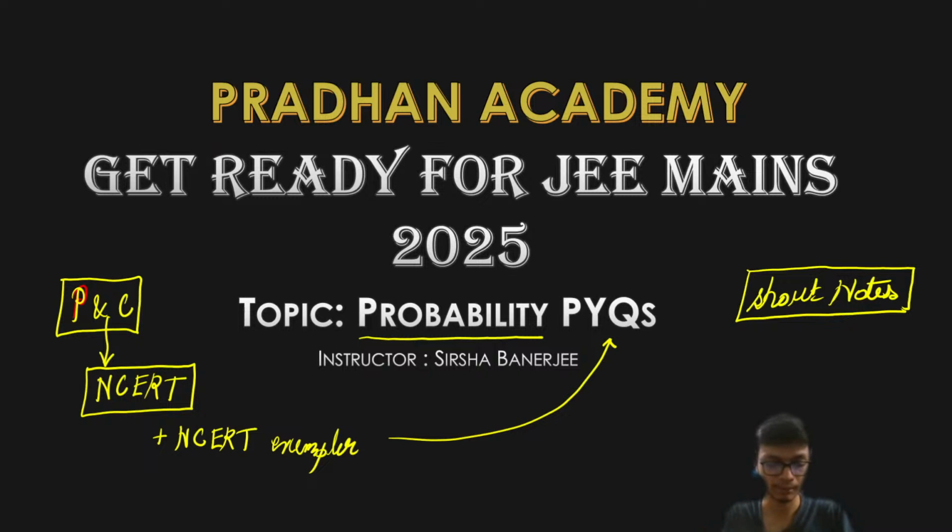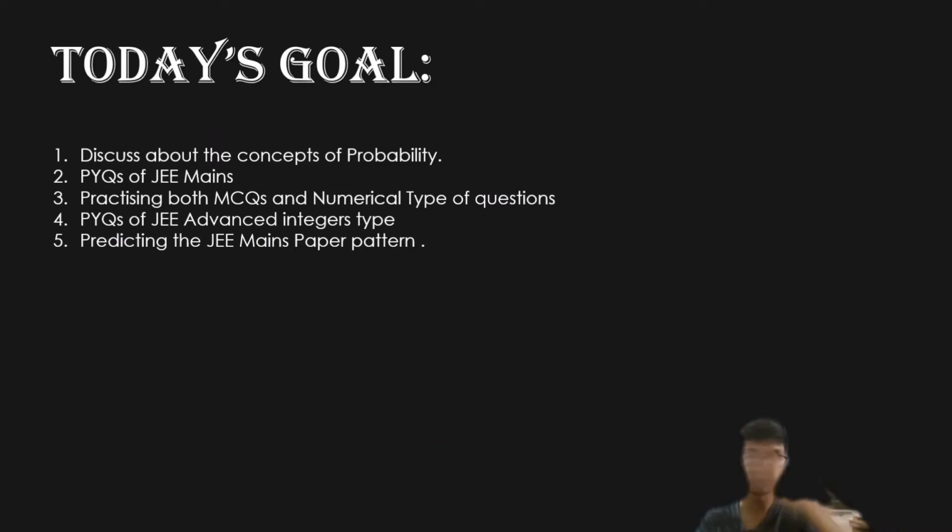All right, so let's start with today's session on probability. Today our goal is to discuss the concept of probability, and we will also see the JEE Mains previous year questions. We'll solve some MCQ and numerical type questions. We'll also try to understand what types of questions have been asked in JEE Advanced in the integer type or numerical type problems, right? We'll also discuss the paper pattern.